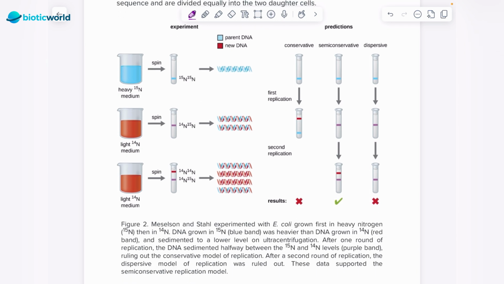In this Meselson and Stahl experiment, the E. coli were grown first in heavy nitrogen and then in the N14 medium. DNA grown in N15 was heavier than DNA grown in N14 and sedimented to the lower level on centrifugation. After one round of replication, the DNA segmented halfway between the N14 and N15 levels, ruling out the conservative mode of replication. After a second round of replication, the dispersive model of replication was ruled out. This data supported the semi-conservative mode of replication.